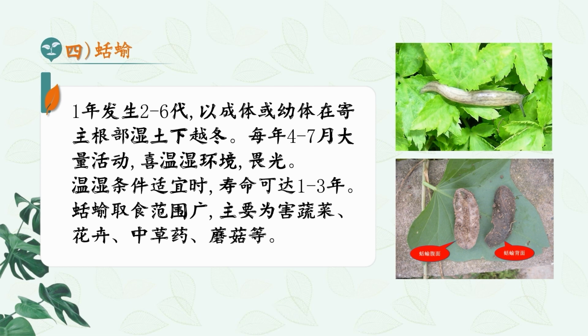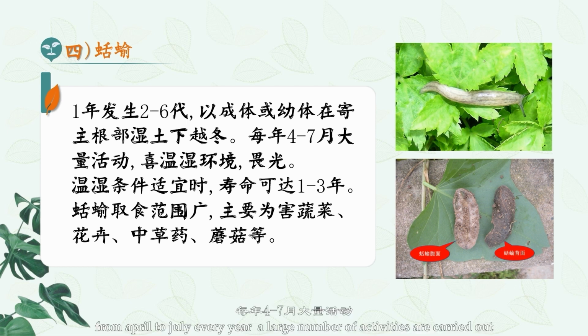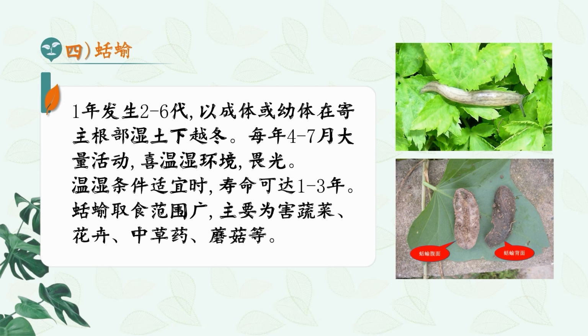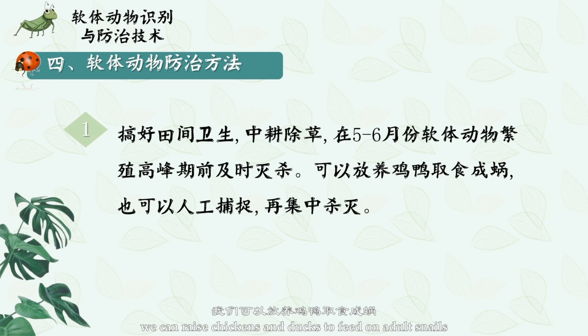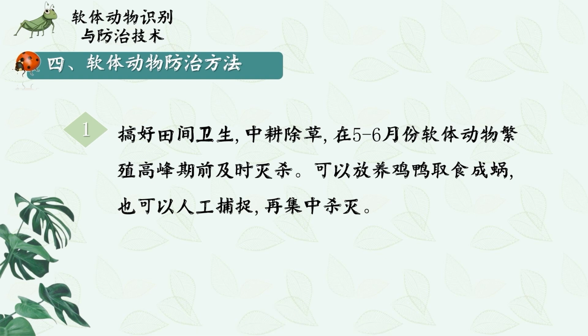From April to July every year, a large number of activities are carried out. They like warm and humid environments and are afraid of light. When there are appropriate temperature and humidity conditions, they can live 1 to 3 years, and the slug has a wide range of feeding. 4. Prevention and control methods for mollusks. 1. We can raise chickens and ducks to feed on adult snails, or we can catch them artificially and kill them in a concentrated way.